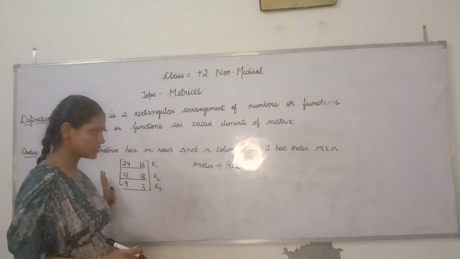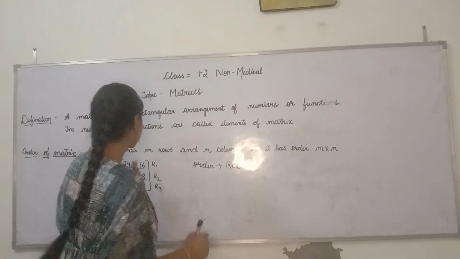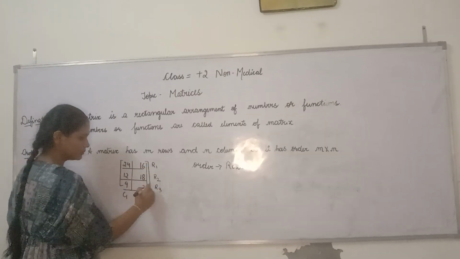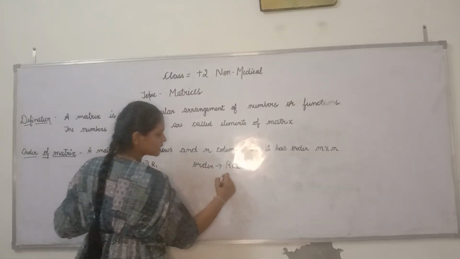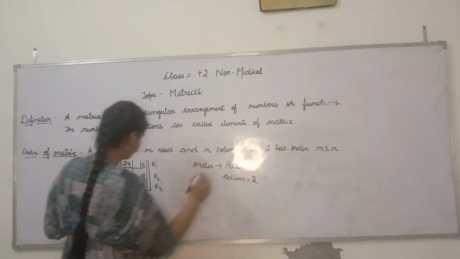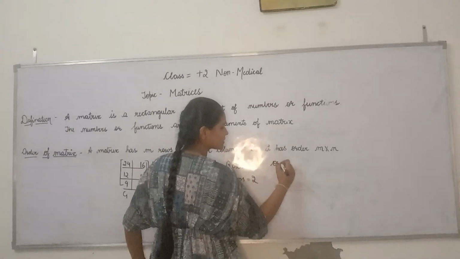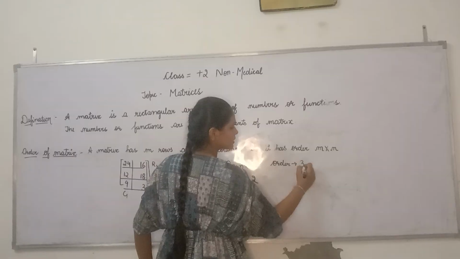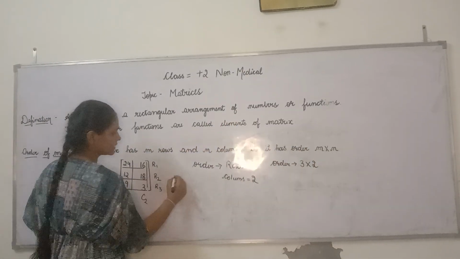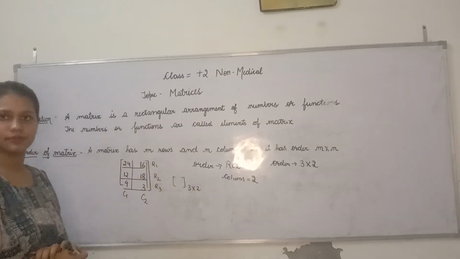So in this matrix, the number of rows is 3, and the columns are column 1, column 2. Sorry, there are 2 columns present. So the order of the matrix is 3 cross 2. So we can write this as a 3 cross 2 matrix.